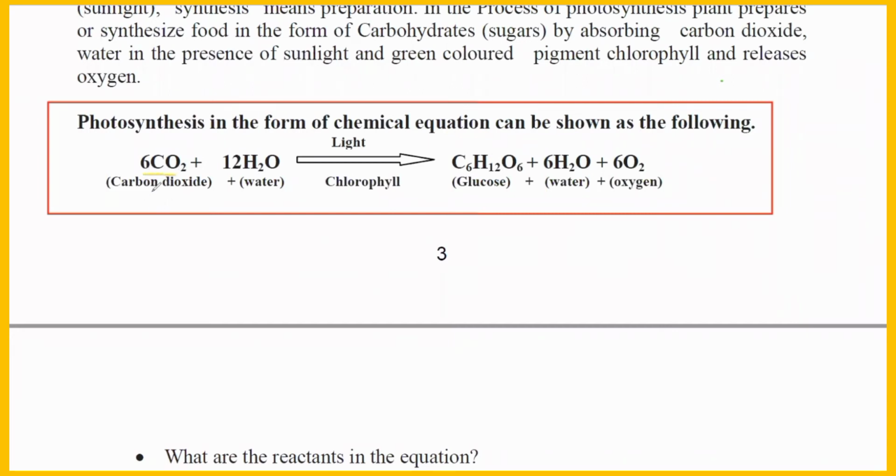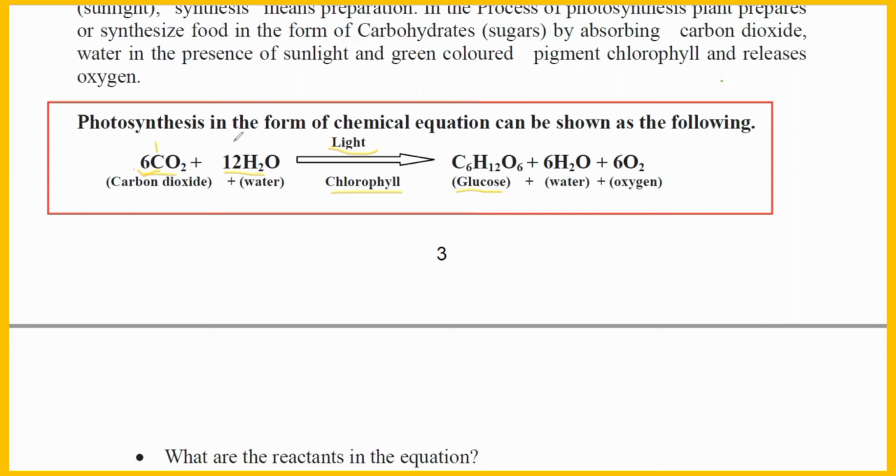6 molecules of carbon dioxide and 12 molecules of water, in the presence of sunlight with the help of chlorophyll. They form carbohydrate, water, and oxygen. So how many reactants are participating?